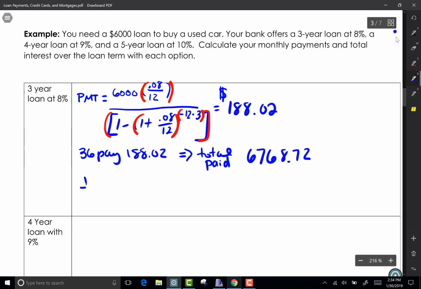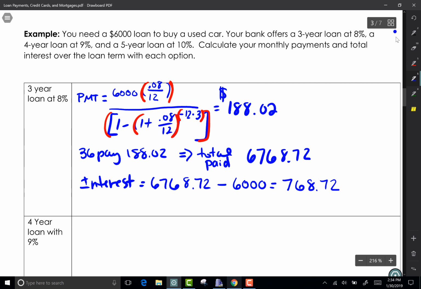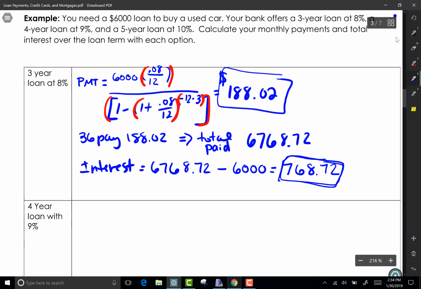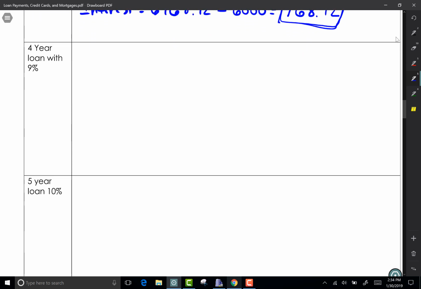So now to find the interest, I gotta take the 6768.72 and subtract off how much I borrowed. So that means I'm going to pay $768.72 in interest with this option. So there's my interest, and that would be my monthly payment. This would be my total interest over the whole 3 years. Okay, now let's go to the next option.